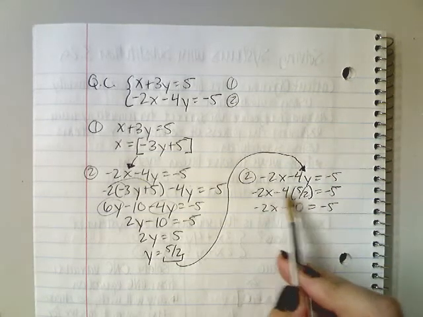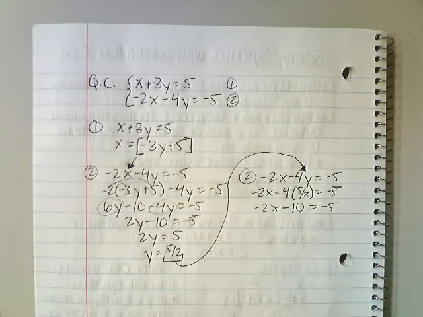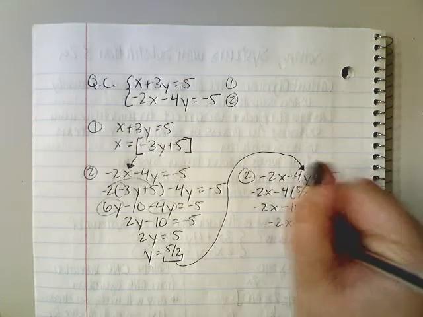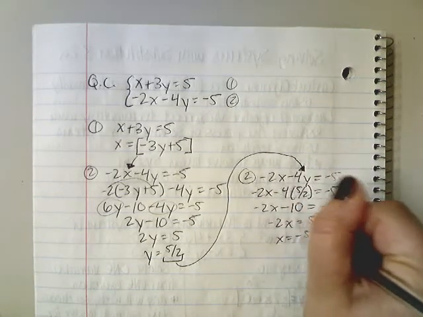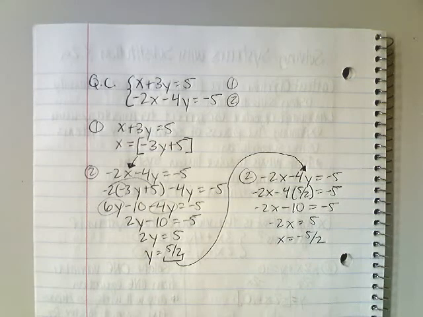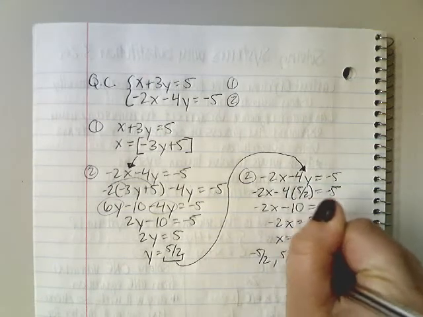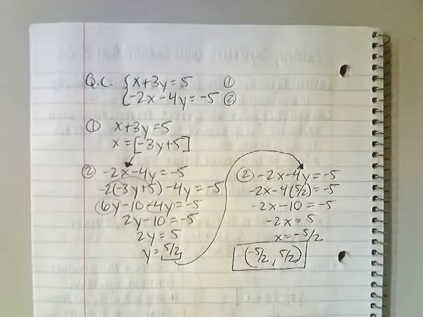So if you didn't catch that, negative 4 times 5 is 20, divided by 2 is 10. So I have negative 10. I add 5 to both sides, and I get negative 2x equals 5. So x equals negative 5 over 2. So my solution for that problem is negative 5 over 2, comma, 5 over 2. And that is my coordinate point for that problem.